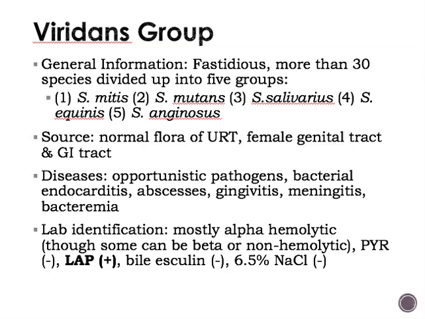Okay, lab identification. Most of these species are going to be alpha hemolytic. They're going to be small colonies. Some of them can be gamma and even more rarely beta hemolytic. They're going to be PYR negative, LAP positive, bile esculin and sodium chloride negative. So we won't go into that one quite as much.